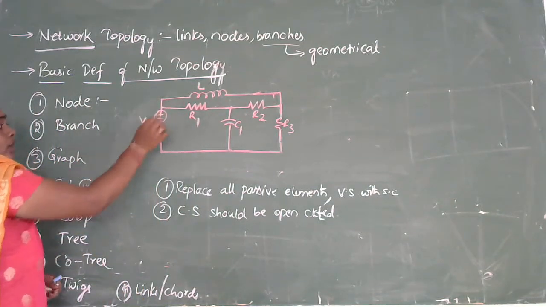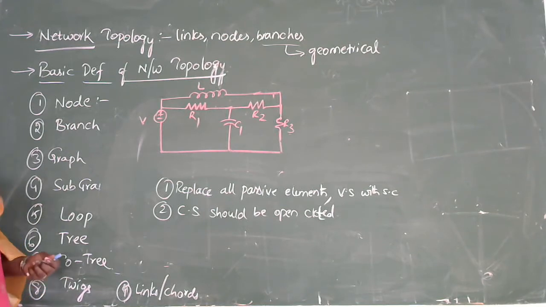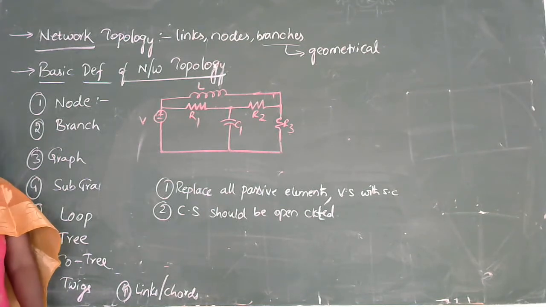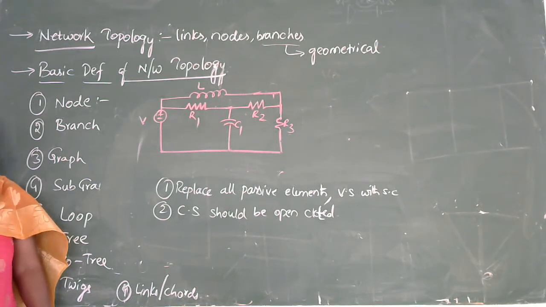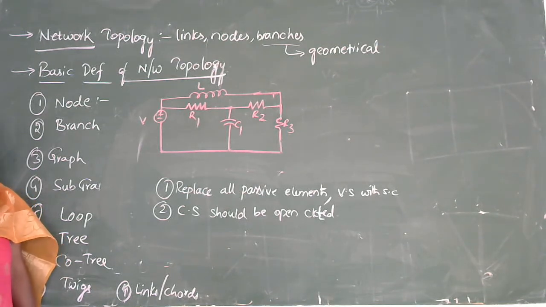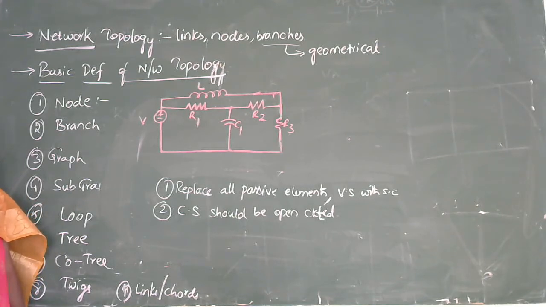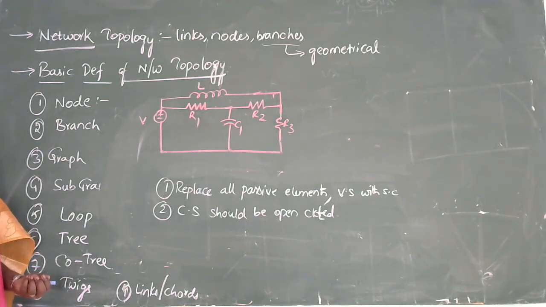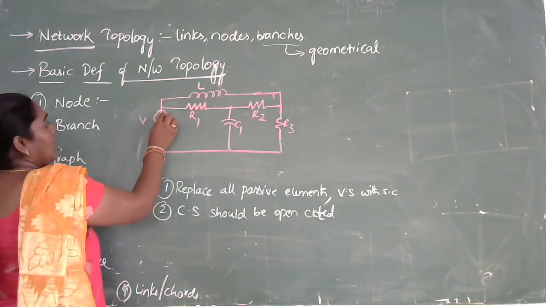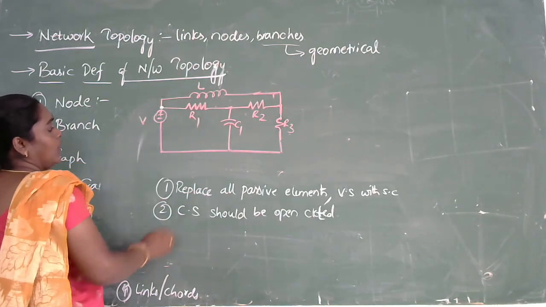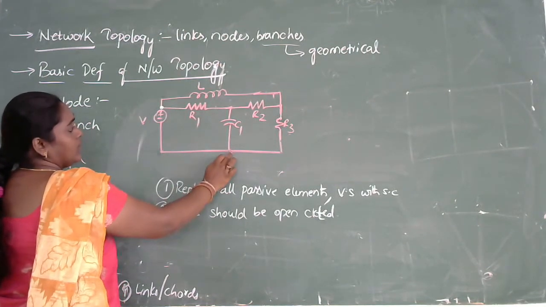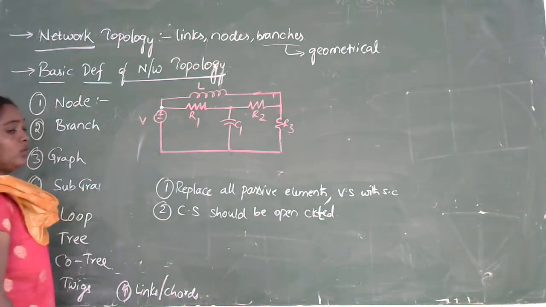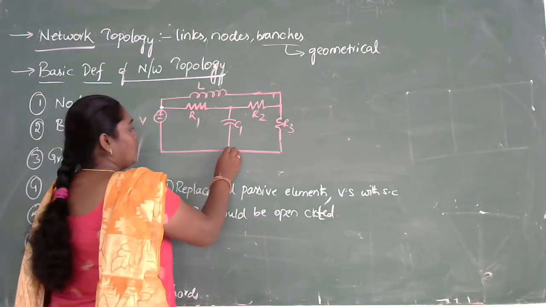In order to draw the corresponding graph, the first thing is we need to replace all the passive elements and the voltage source with a short circuit. In simple words, from this diagram I can directly say how many nodes are present. Here, the voltage source, capacitor and a resistor are connected to a common point. So this is one node.